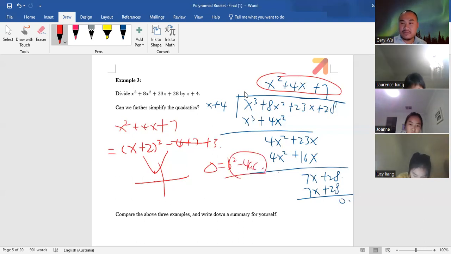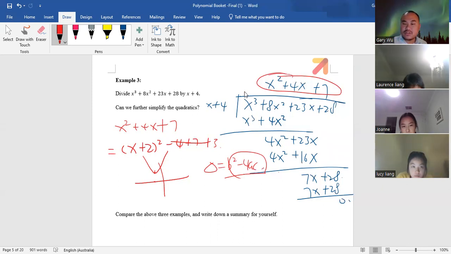So if the delta is bigger than 0, what does that mean? There are 2 solutions. If delta is equal to 0, that means 1 solution. And when we say 2 solutions, it means 2 x-intercepts, right? And 1 solution means 1 x-intercept. And no solution is when delta is less than 0, which means there's no x-intercept.